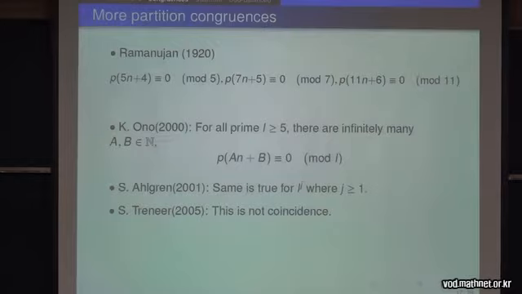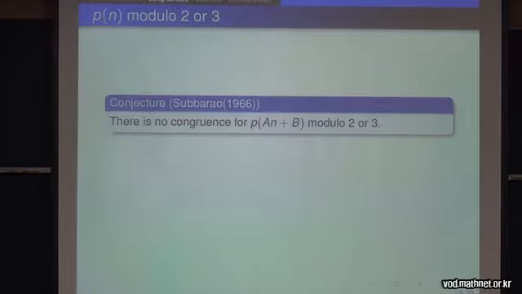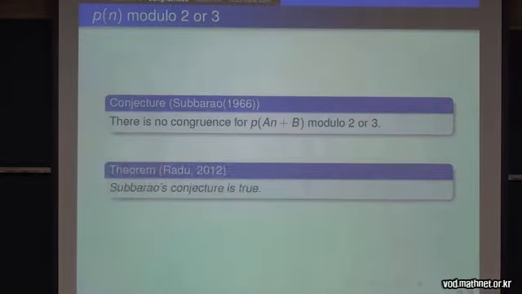And then these are all about primes larger than or equal to 5. So our natural question is what happens if we consider modulus 2 or modulus 3. And then actually the long-standing conjecture of Subbarao was that there is no congruence for modulus 2 or modulus 3. So unlike the other primes, we cannot expect a linear congruence for mod 2 or mod 3. And then very recently, this conjecture was proven true by Radu. So there are infinitely many primes larger than 3, but there is no congruence for mod 2 or mod 3.